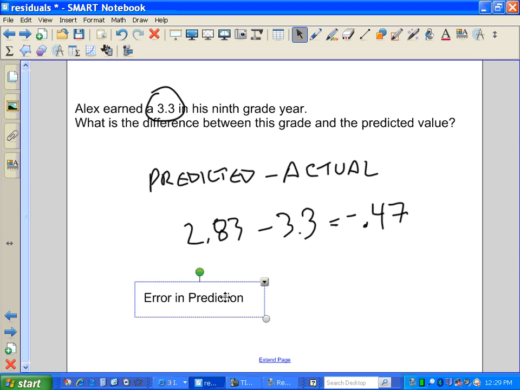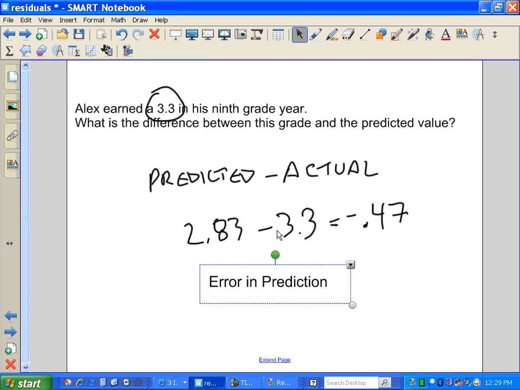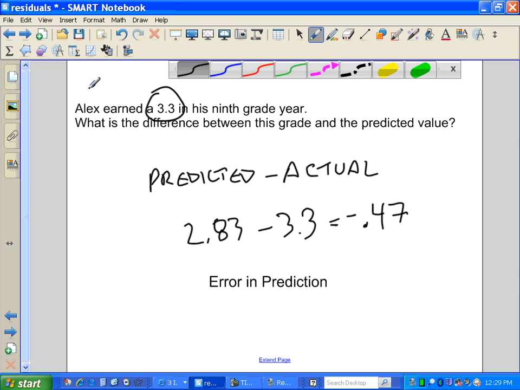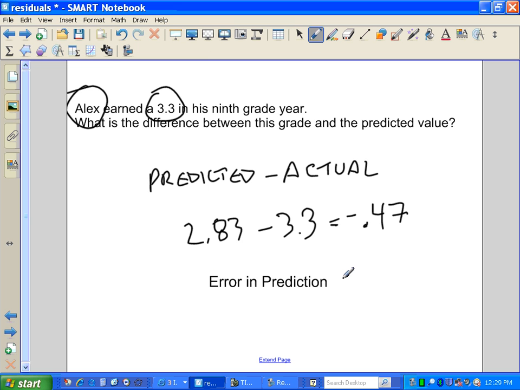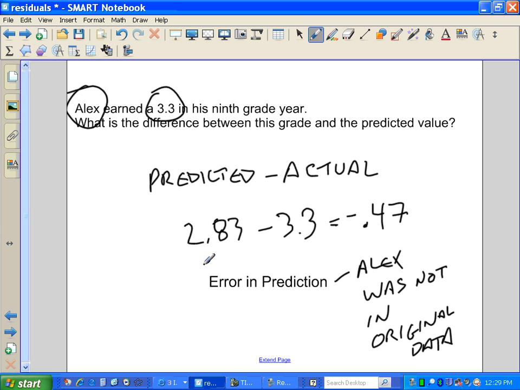error in prediction. Okay, and the reason it's error in prediction is because Alex was not in the original data. Alex was not part of our original data set. It's not in the original data. So that's what makes it error in prediction.